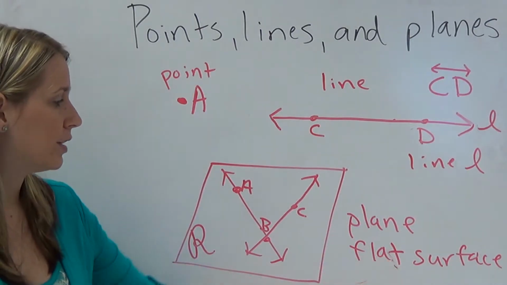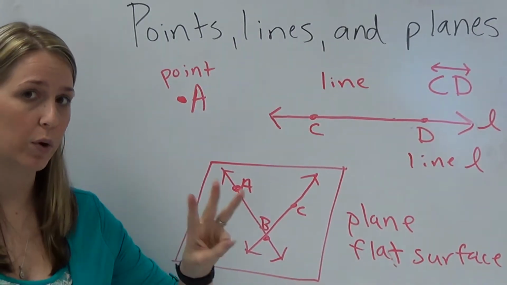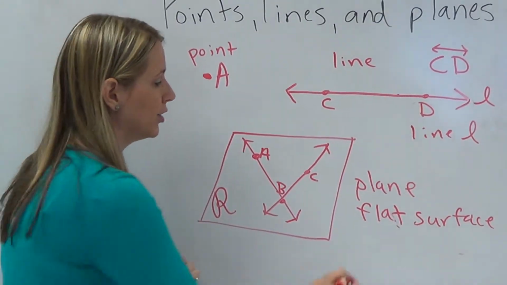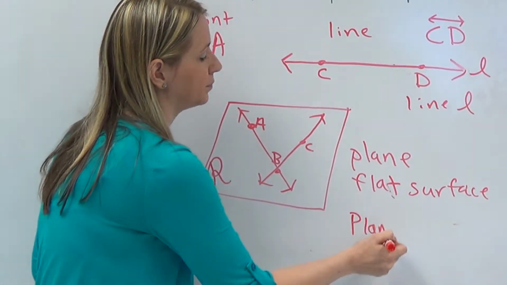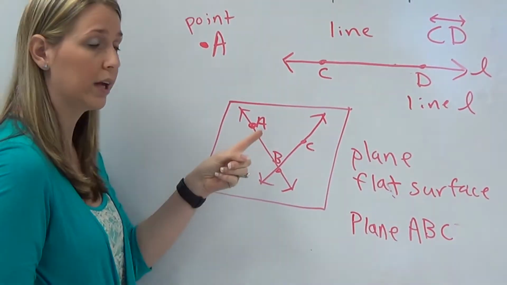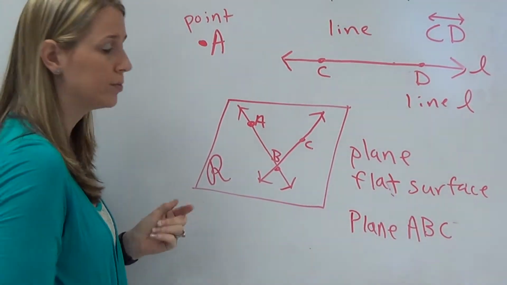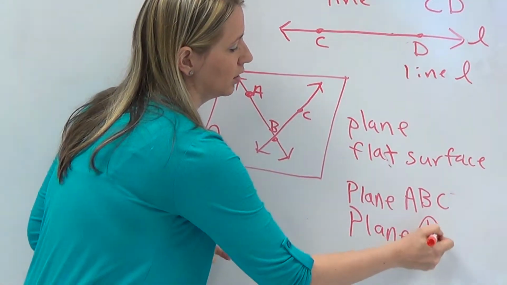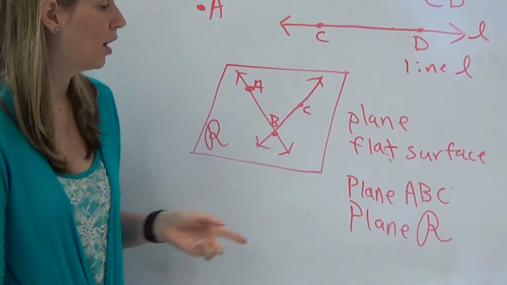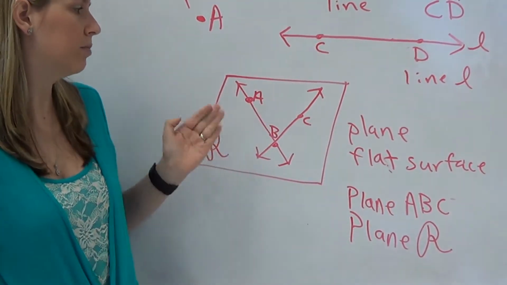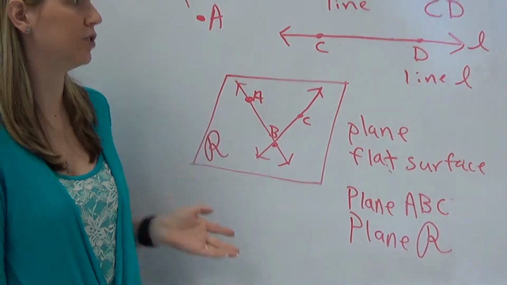So we can name it two ways. The first way is by three points in the plane. It has to be three, not two, not four, but three. So we can call it plane ABC from the points within the plane, or you can name it by this little script letter. We can also call it plane R, and that's how you name a plane. So points make up lines, and lines make up planes. And that's your three basics of geometry.